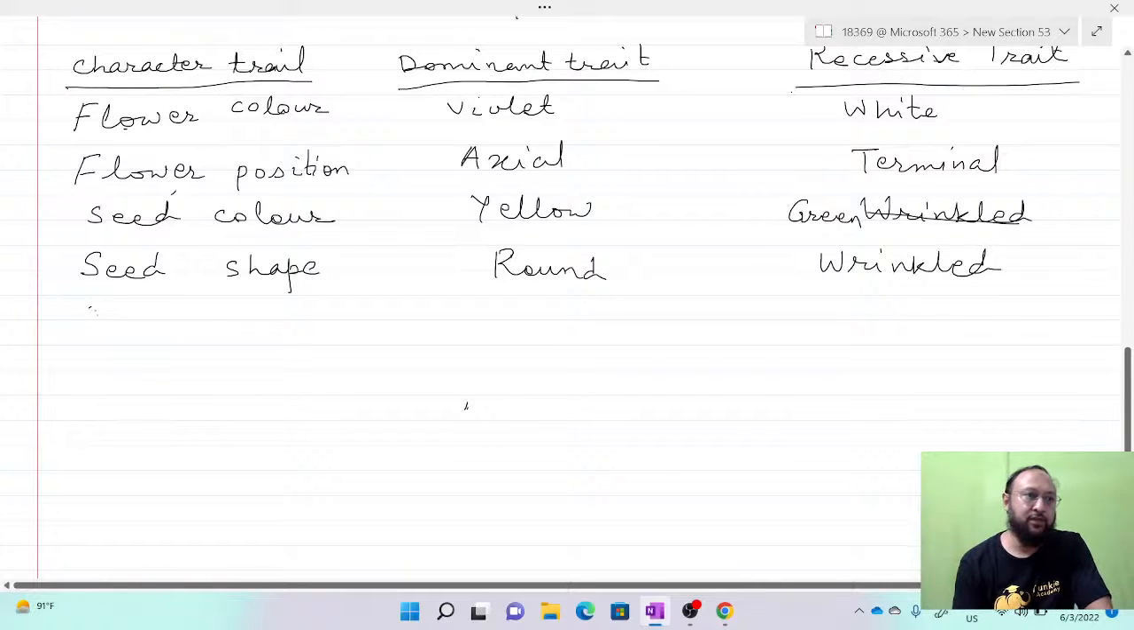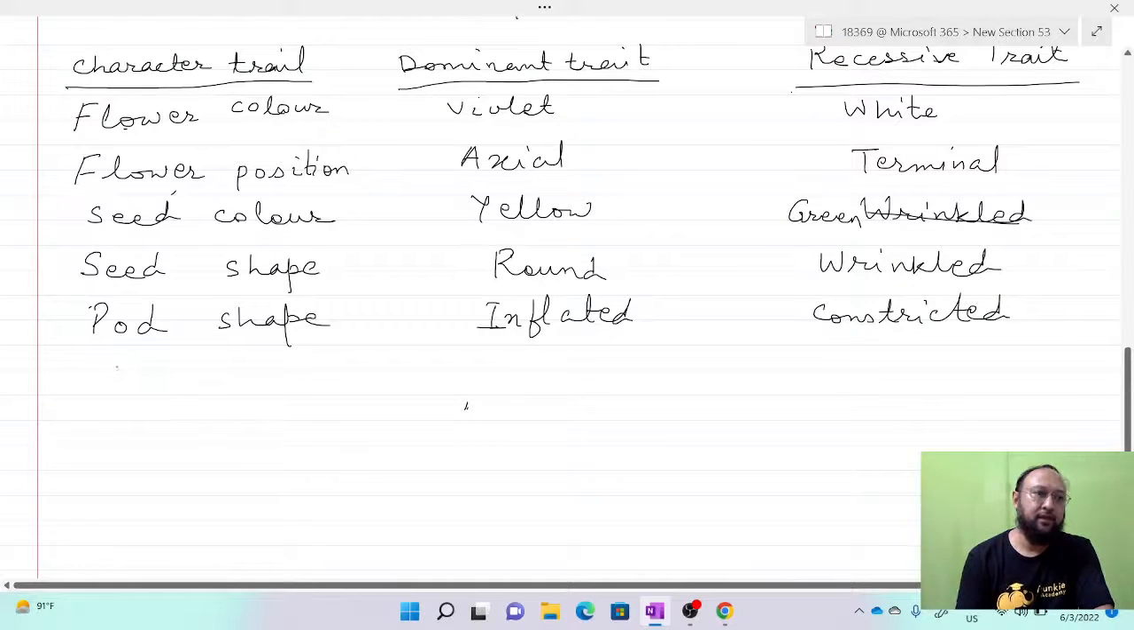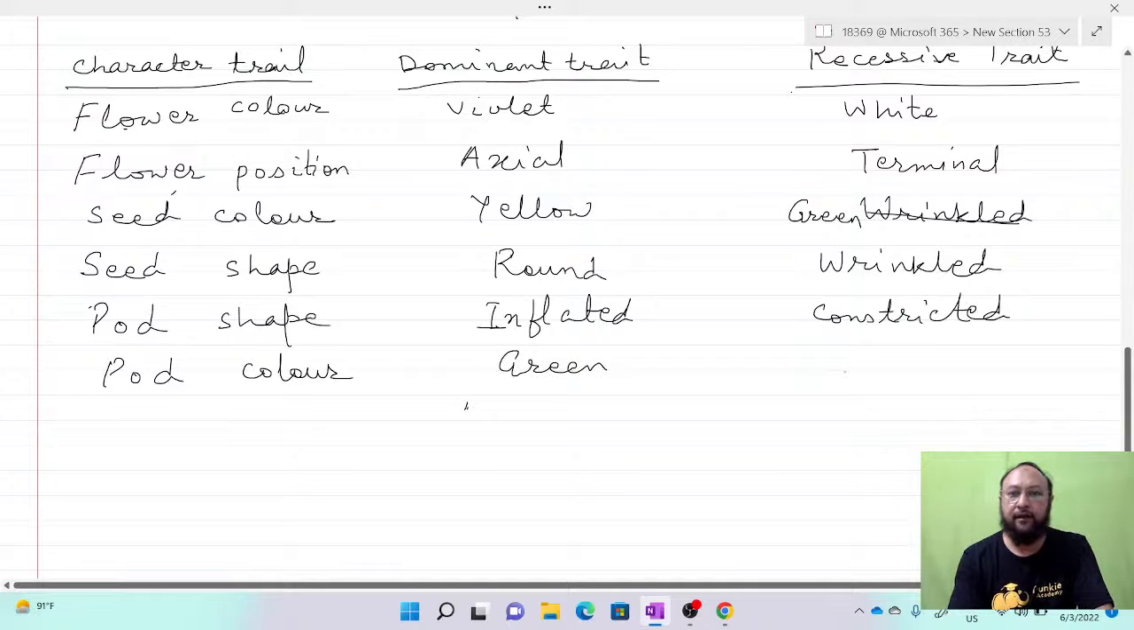Then pod shape: inflated, a flat pod, or constricted. Constricted is the recessive. Then the pod color, the pod of the pea plant, or the fruit color, that is green or yellow. Green is the dominant, and yellow color of the pod is the recessive.